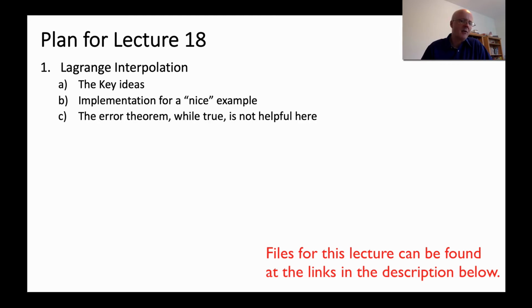There's something called an error theorem that gives you a bound for the error in the approximation under certain conditions. And the theorem, while still true for the simple example, is not really useful because we're not going to know what the underlying function is that we're trying to approximate.